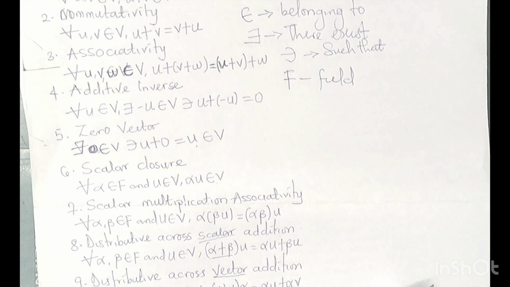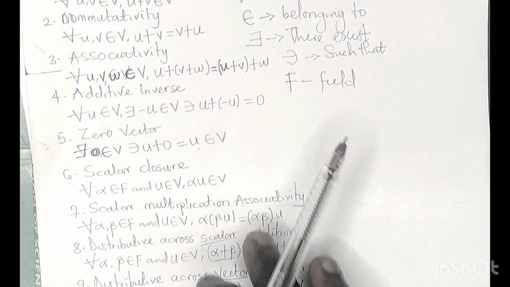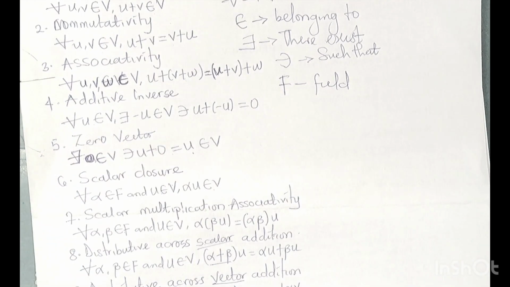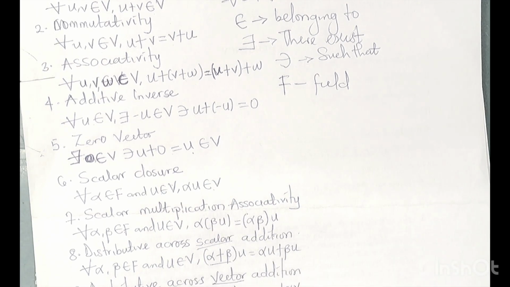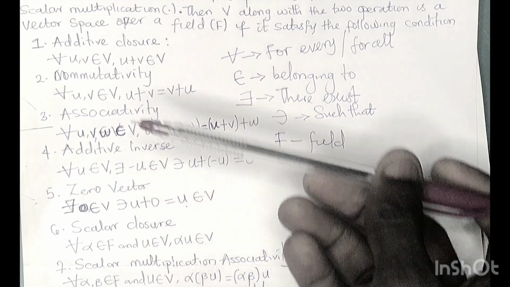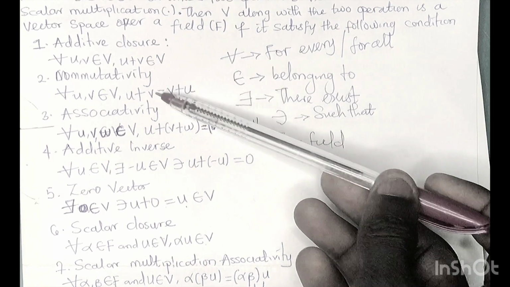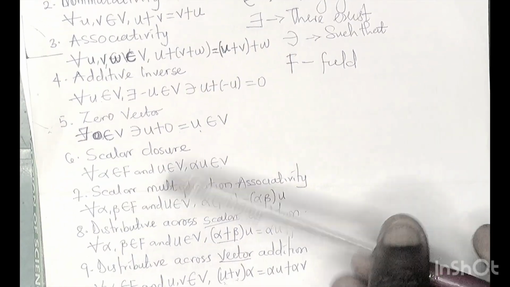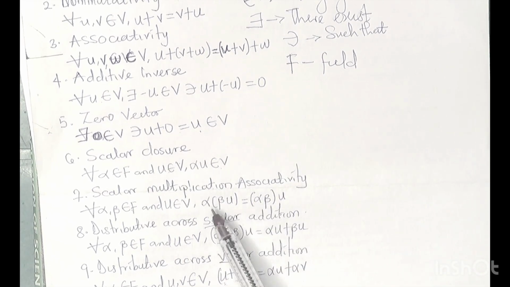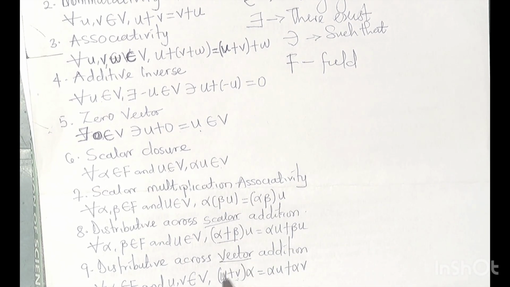Now these 10 axioms are subdivided into two. The first 5 are called the additive law, while the other ones are called what? The multiplicative law. And we are going to notice something: from these first 5, we are only dealing with addition, addition, addition, addition. But when you come to 6 to 10, you are seeing multiplication, multiplication, multiplication. So those are the ways to remember some of these things.